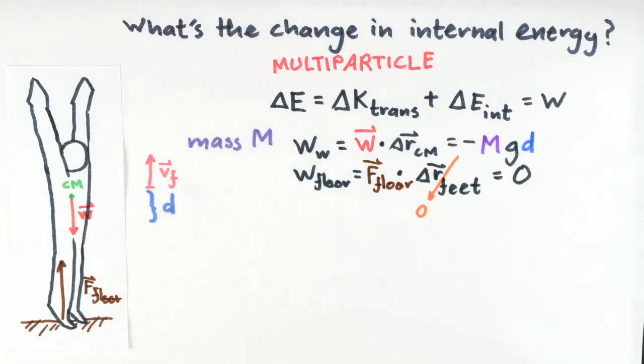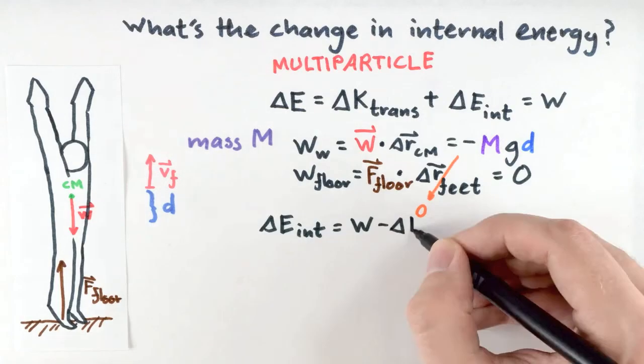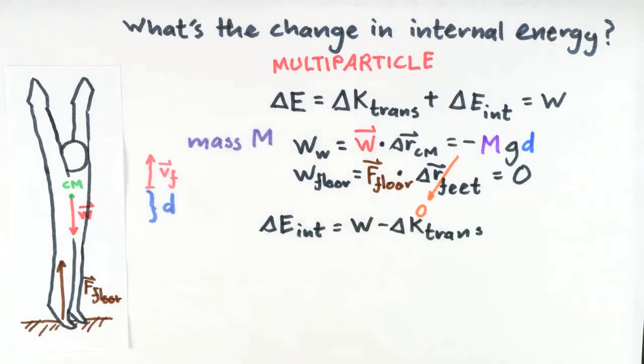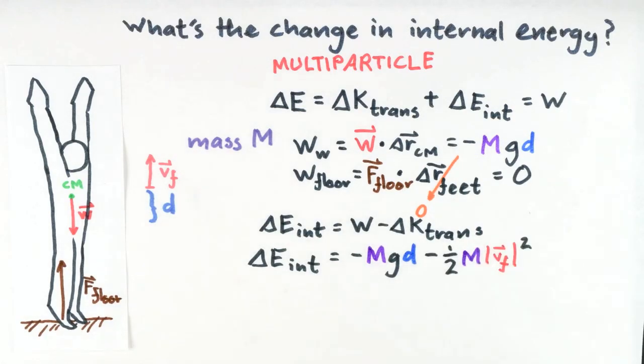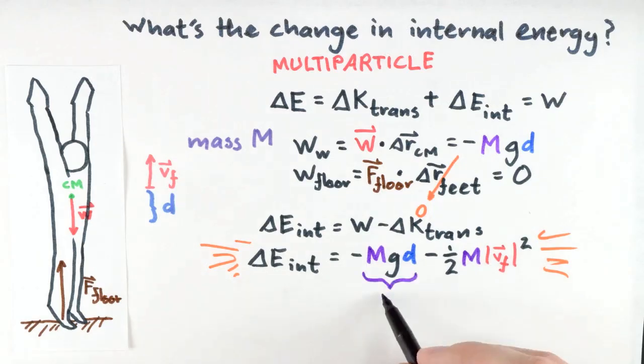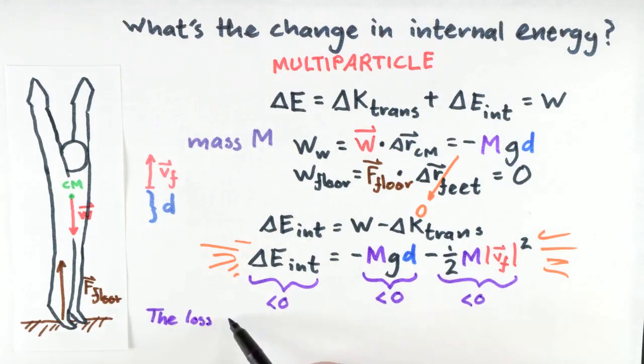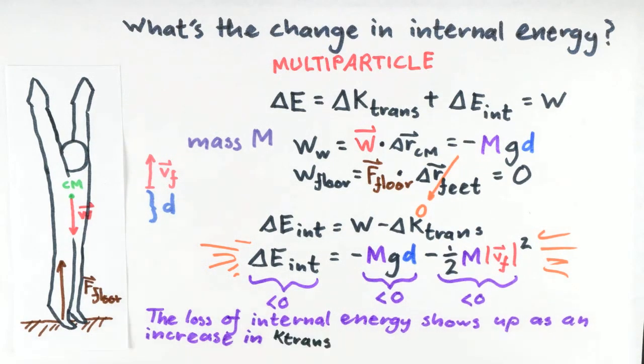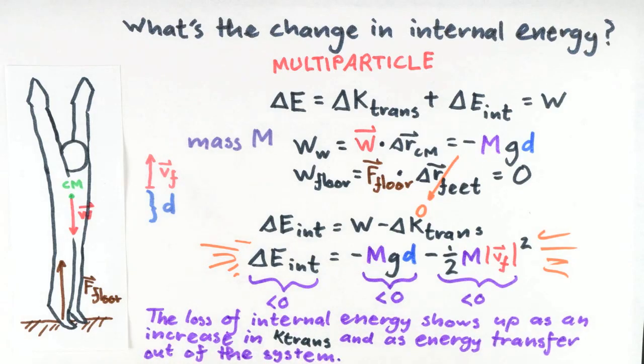So in the full multiparticle problem, the total work done on our system is just that work done by the weight force. We rearrange the energy principle to solve for our unknown change in internal energy, and we plug in what we know to obtain the final result, our solution to the original problem. Let's just interpret this. We see that the change in internal energy is negative. This means that there is an overall loss of internal energy, which shows up in part as an increase in translational kinetic energy of the jumper and in part as energy transferred out of our system, the jumper, by the weight force.